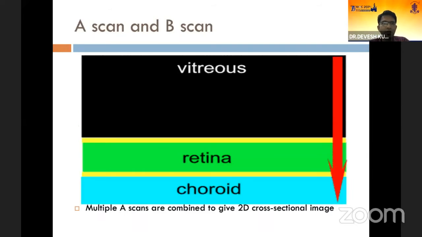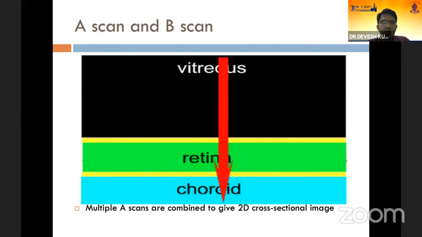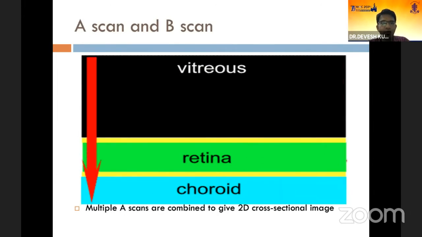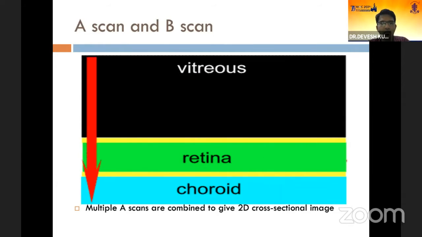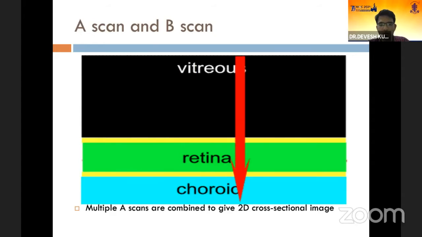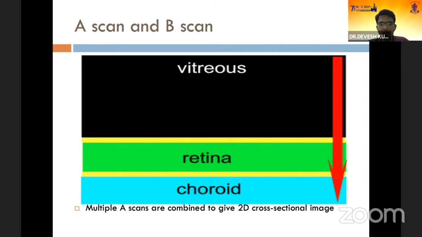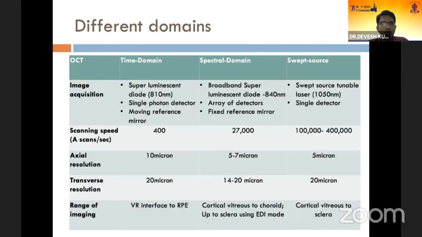software. So at a particular point, we'll have an amplitude scan, that is an A scan, and when multiple A scans are combined, we obtain a 2D image of the ocular tissues, that is the B scan. So there are different domains of OCT which are available: time domain, which was the oldest version, and now we have the spectral domain and the swept source OCT.